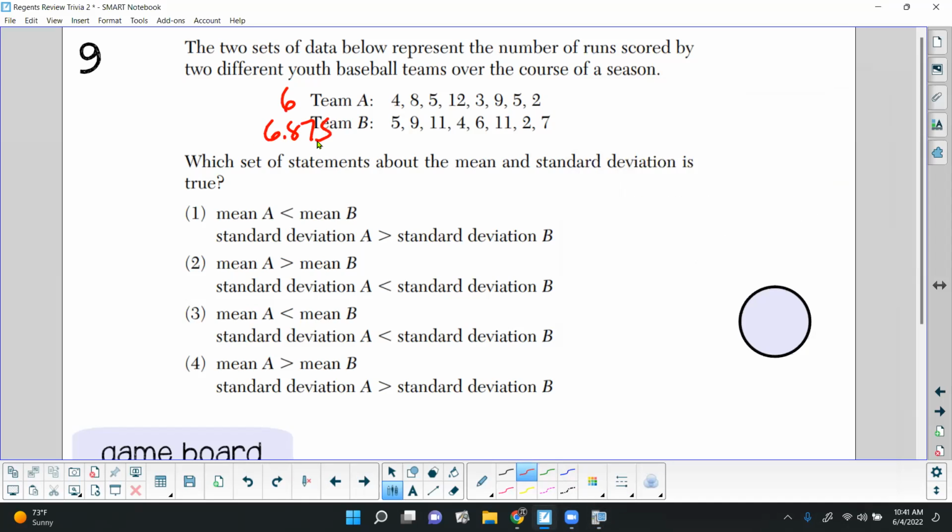6.875. So already I can start eliminating things just by using this simple calculation of mean. So A is lower than B. So that means choices 2 and 4 are out.